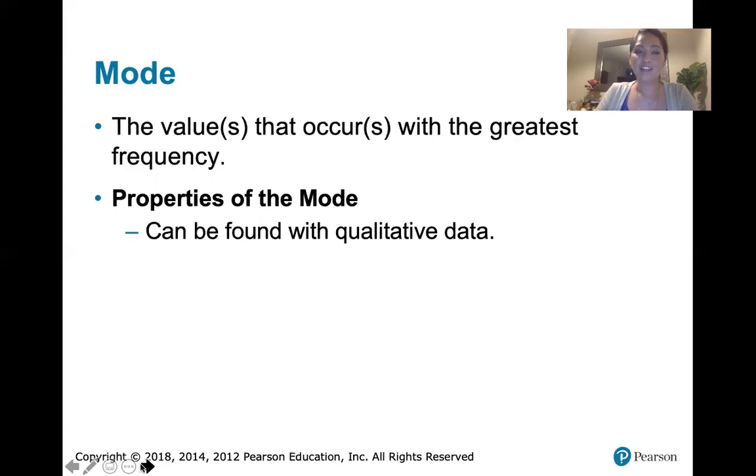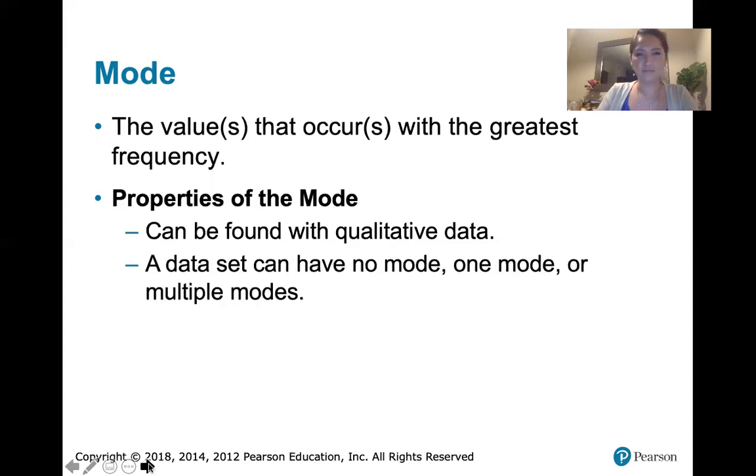But we can talk about the mode. We can talk about the category that has the highest frequency. That is an excellent measure of center for categorical or qualitative data. So that's one of the reasons why we have this as a measure of center and why it's so important. Now, a data set can have no mode, one mode, or multiple modes.